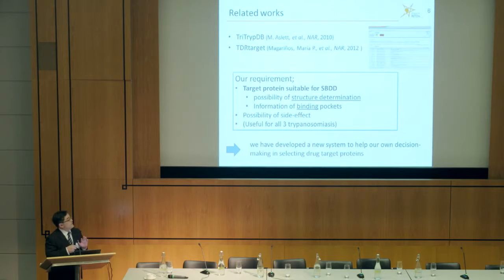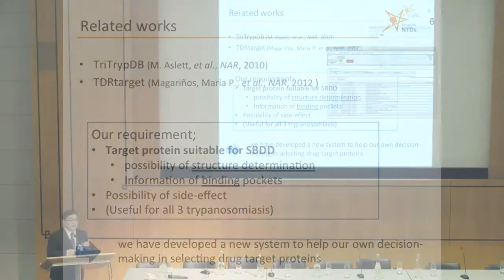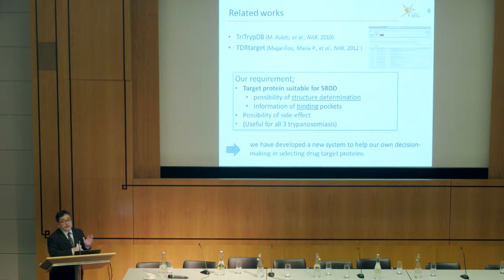Here, we must mention that there are several excellent existing works like TriTrypDB and the TDR Targets. However, in this particular case, our requirement was slightly different. In order to strongly support the SBDD approach, we needed some special functions. Because we can determine the 3D structure by ourselves, we need to evaluate the feasibility of structure determination of the target protein, as well as whether the binding pocket information from ChEMBL is available or not, and so on and so on. So we have decided to create our own small new tool to help our decision making in SBDD.